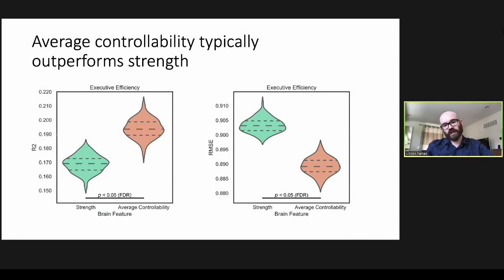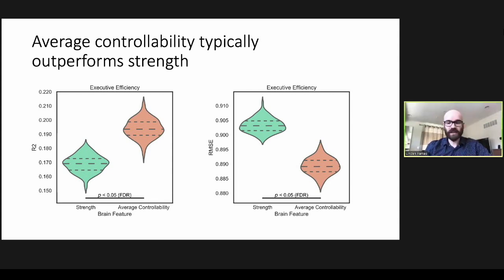So for each of strength and average control, I assessed prediction accuracy using nested 10-fold cross-validation and assessed accuracy using both the coefficient of determination, or R squared, here on the left, and root mean squared error here on the right. I repeated the nested cross-validation procedure 100 times, each time just using a different random split of the data. So each point in the distributions I'm showing here is one of those 100 splits, and each point represents the mean out of sample accuracy for each of the 100 splits.